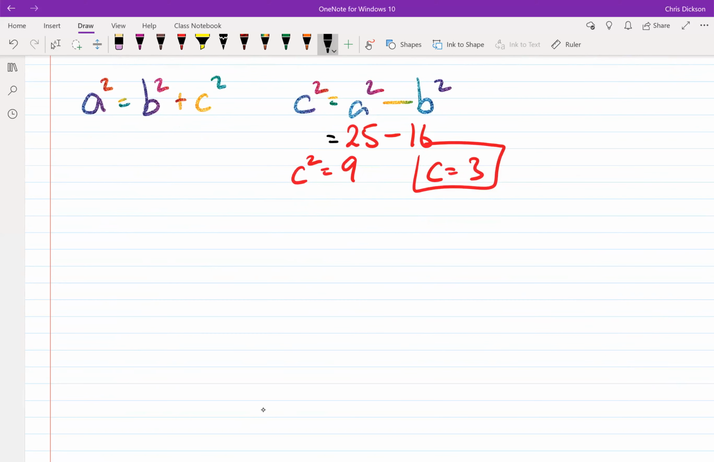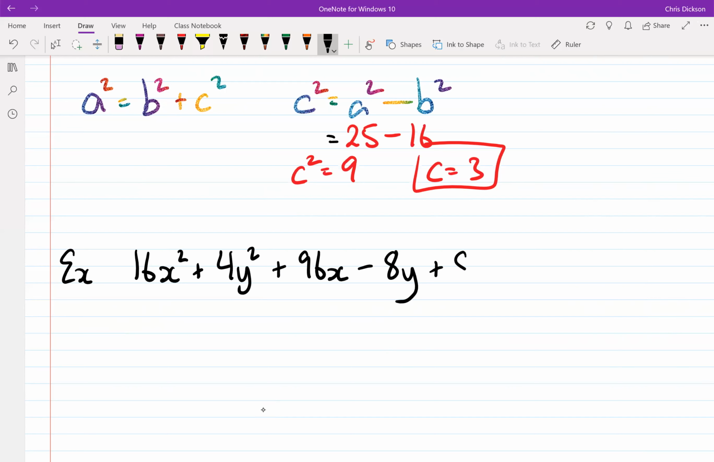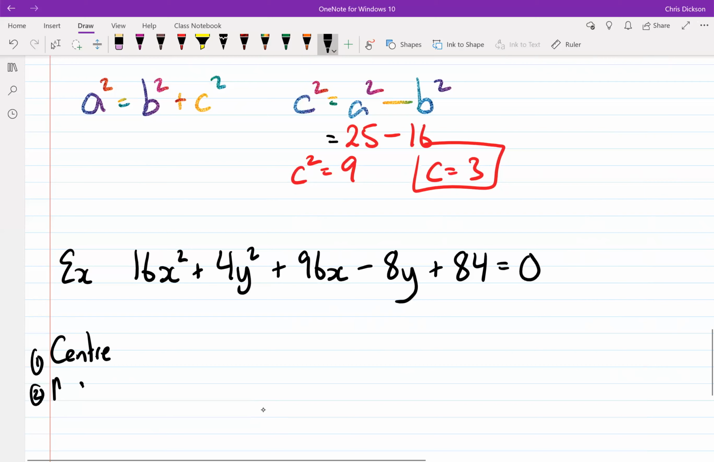So we have 16x squared plus 4y squared plus 96x minus 8y plus 84. And let's say the question here is something like find the center of this thing. Or find the focus, maybe. Actually, let's make it even easier than that. Focuses can be kind of hard sometimes. Let's find the major axis, how long the major axis is.